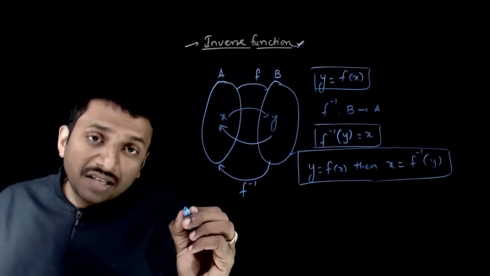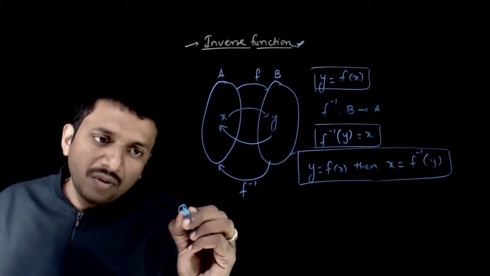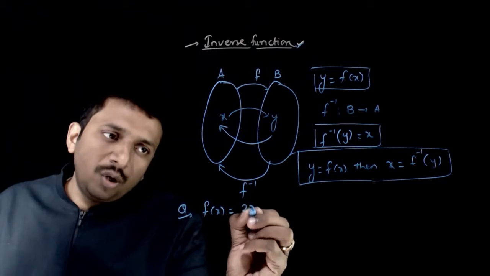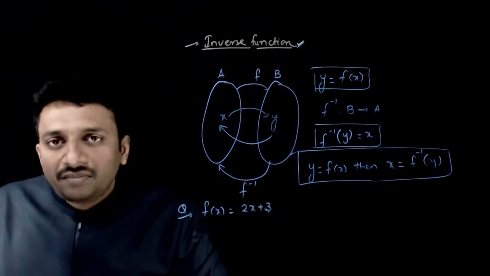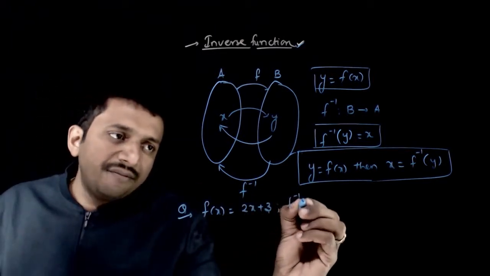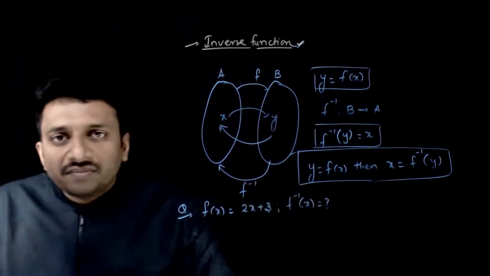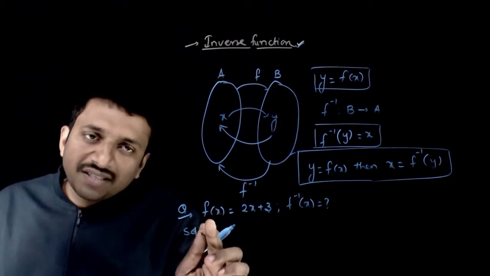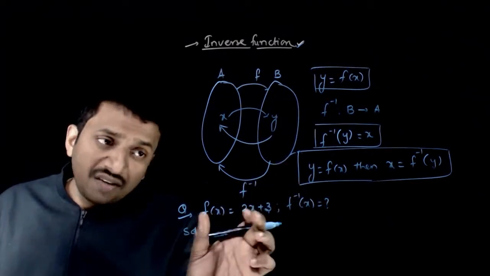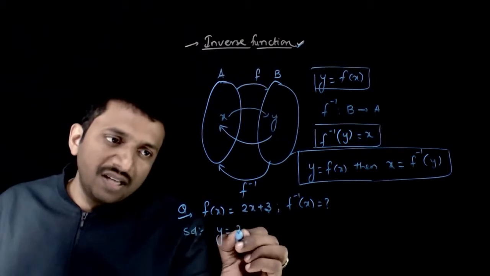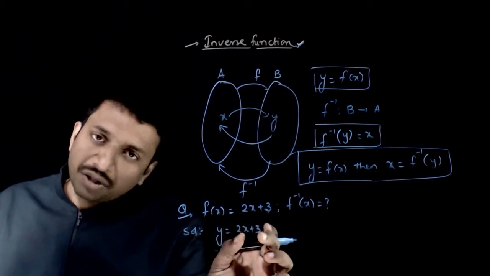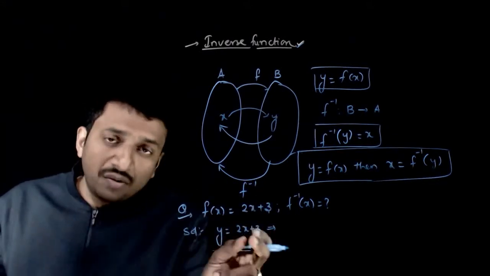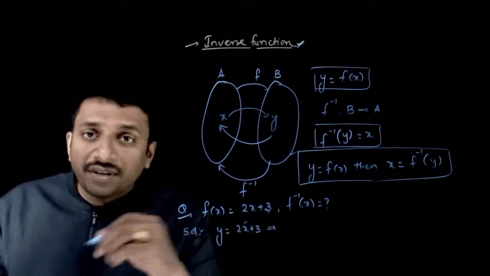For example, if you are asked to find the inverse, let us take a very simple question. Let f of x be equal to 2x plus 3, and you are asked to find f inverse of x. So what you do is something like this. We know that f of x is nothing but y. So this given function is of the form y is equal to some function of x, which is 2x plus 3. So if you want the inverse function, what you need to find is the value of x.